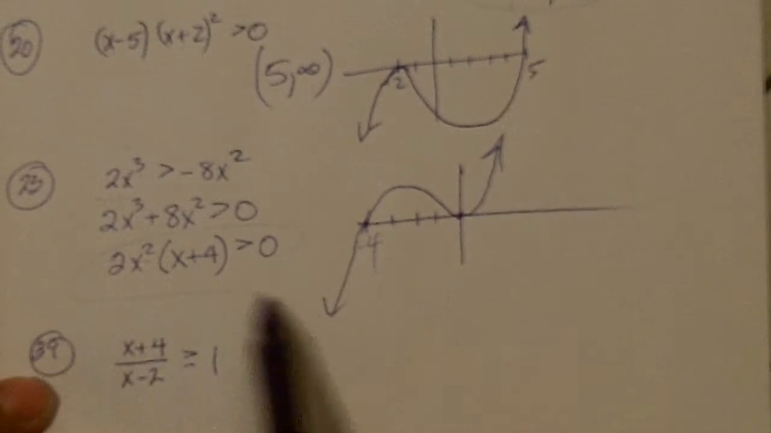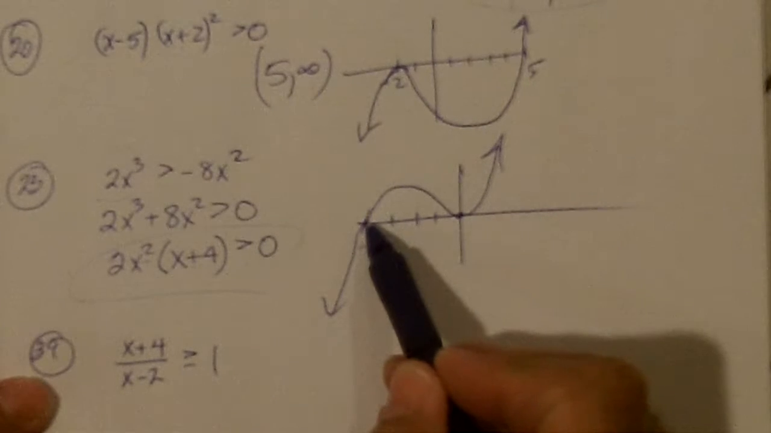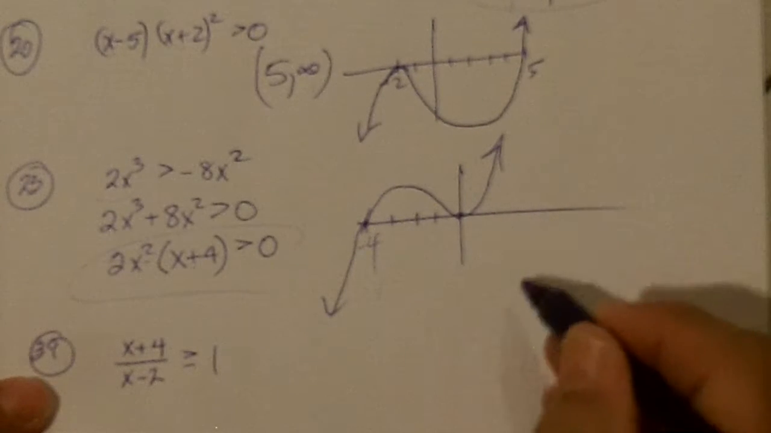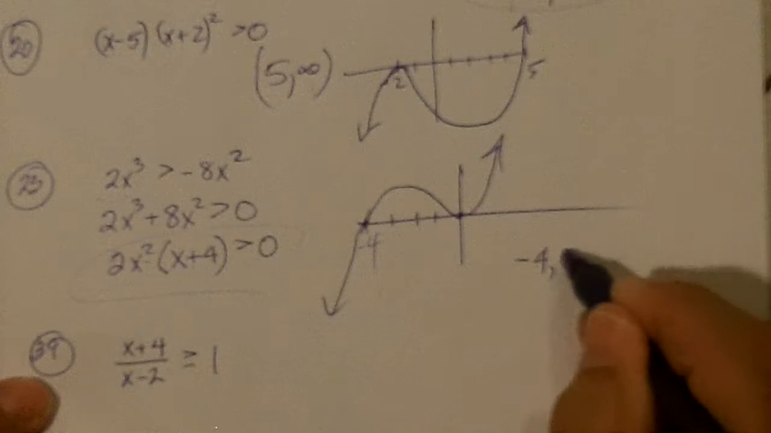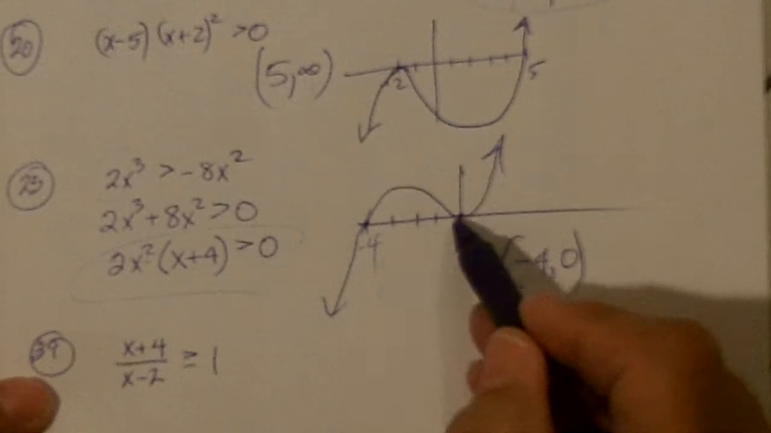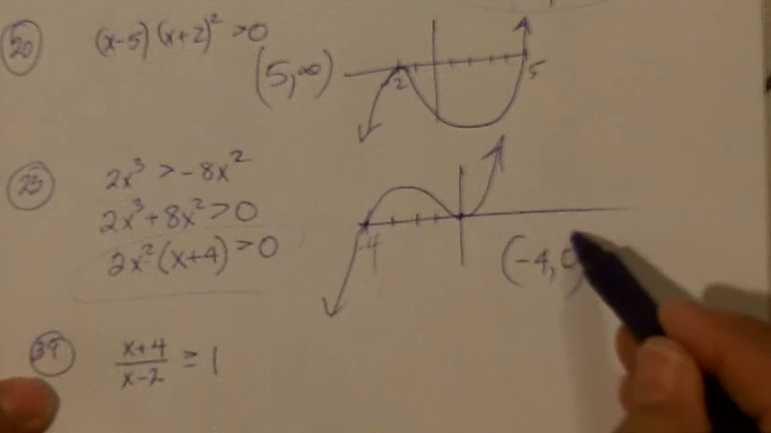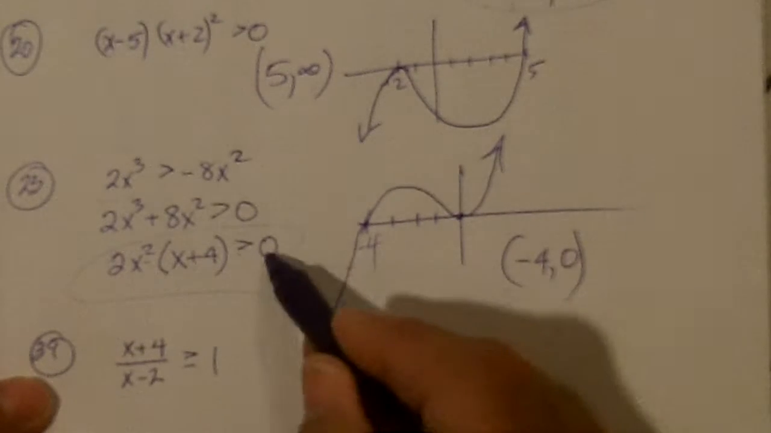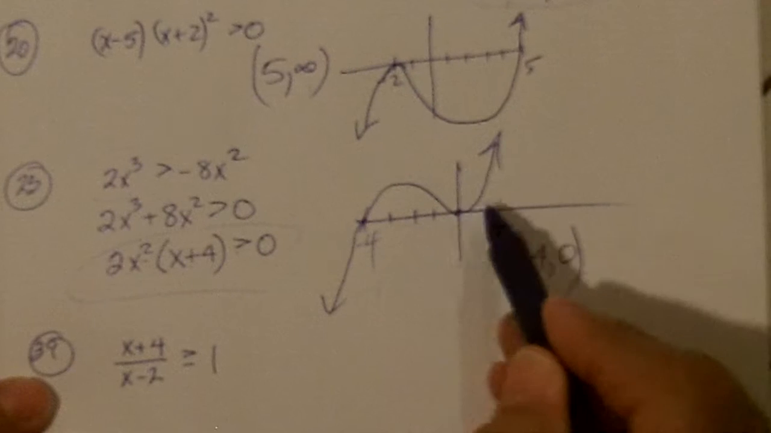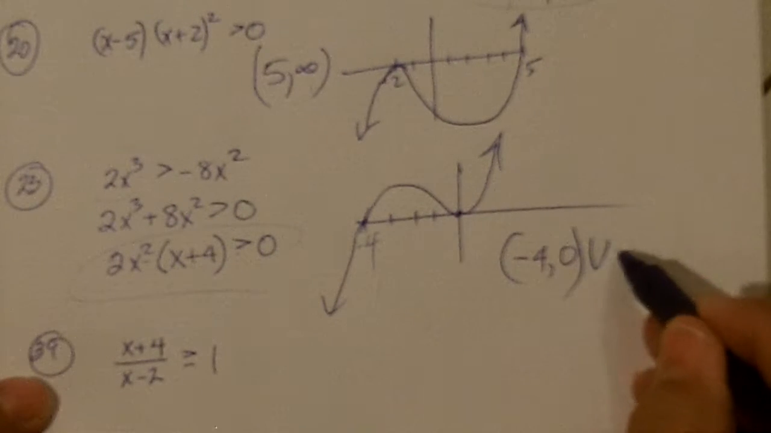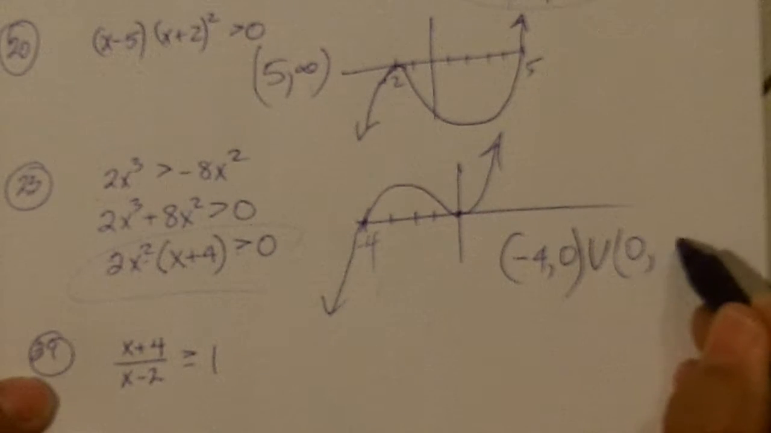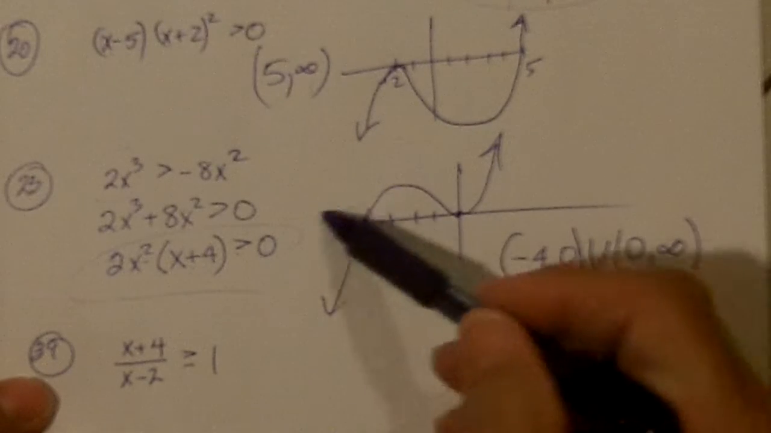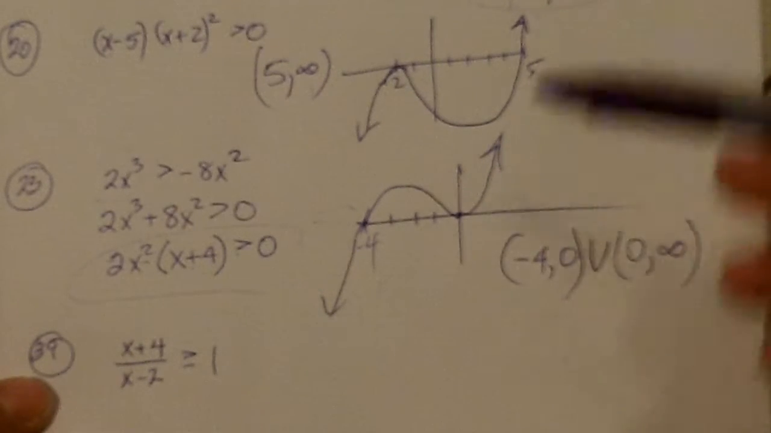And when is this greater than 0? It's greater than 0 from -4 to 0. We're not using -4, parenthesis and a paren here, because it doesn't say equal, so we have to stop just before 0 and then start right after 0. And from 0 to infinity is the part of this graph where it's positive, above 0.